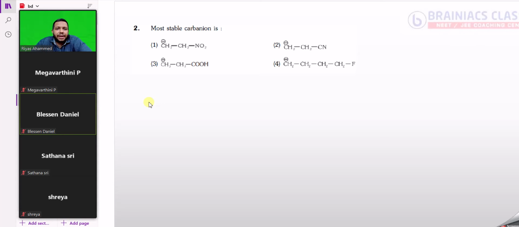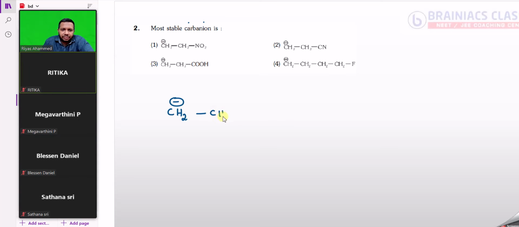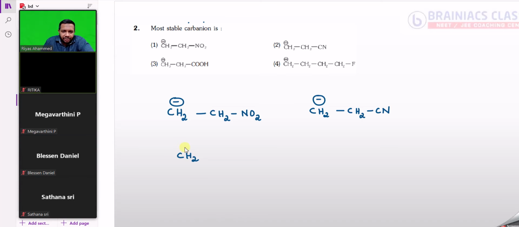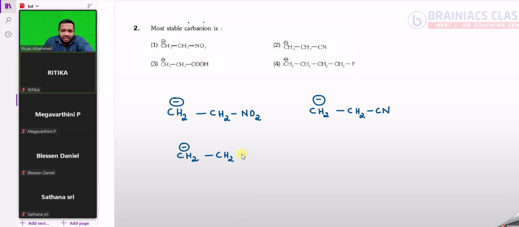The most stable carbanion from the given options. Carbanion, we know, is carbon with an anion, that means carbon carrying negative charge. In this one, you can see CH2 with the negative charge. Then in the first option, CH2 with NO2 is present. In the next option, you can see CH2 with a negative charge, but here it is present along with another group, the cyanide group. In the third option, you can see another carbanion, with CH2 along with the carboxylic acid group. Then you have CH2 minus, and here more CH2 units are there, correct? So its length is increasing and a fluorine atom is there. Now the question here is, among the four, which is the most stable one?